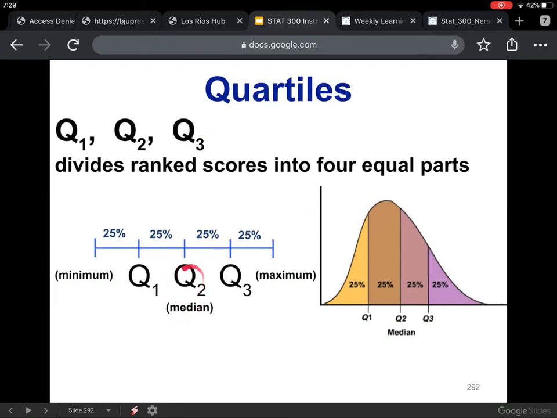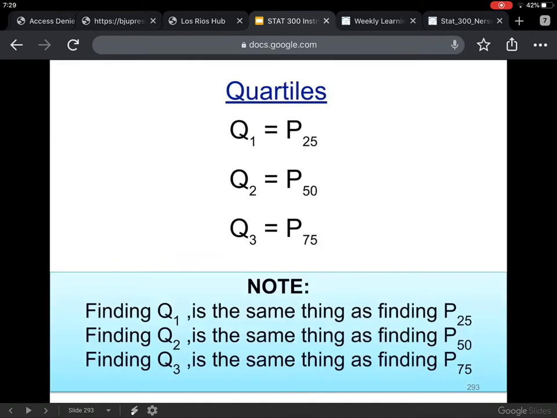Q2 is the same thing as P sub 50, right? P sub 50 would be the 50th percentile, which is the same thing as Q2. And Q1 would be the 25th percentile, because 25% of the data is below it, right? What would be Q3 here? Q3 is the 75th percentile, okay? That's what quartiles are.